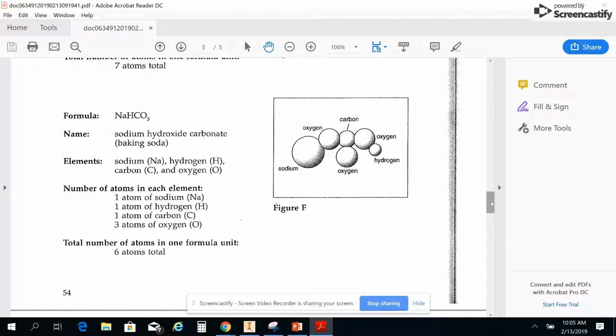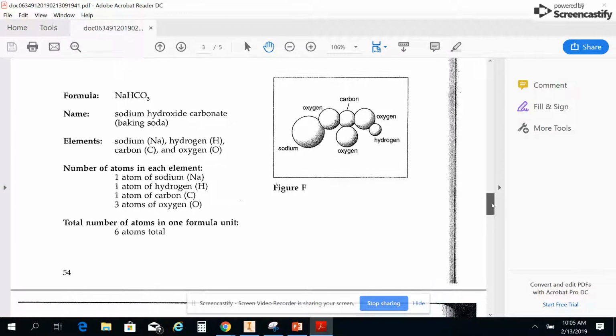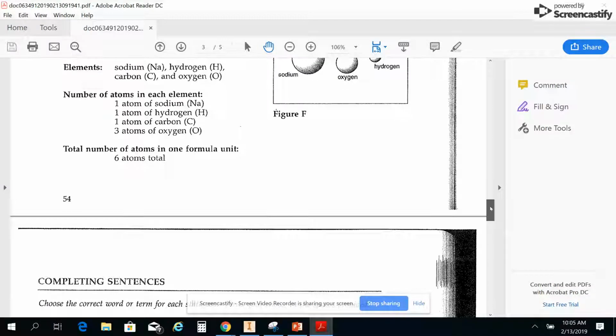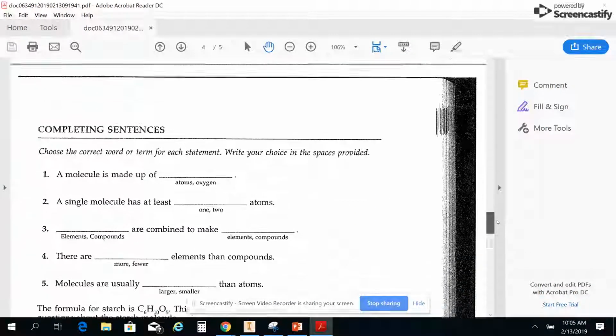Formula, NaHCO3, sodium hydrogen carbonate, or more commonly known as baking soda. Elements are sodium, hydrogen, carbon, and oxygen. Number of atoms in each element, 1 atom of sodium, 1 atom of hydrogen, 1 atom of carbon, 3 atoms of oxygen. Total number of atoms in one formula unit, 6 atoms total.